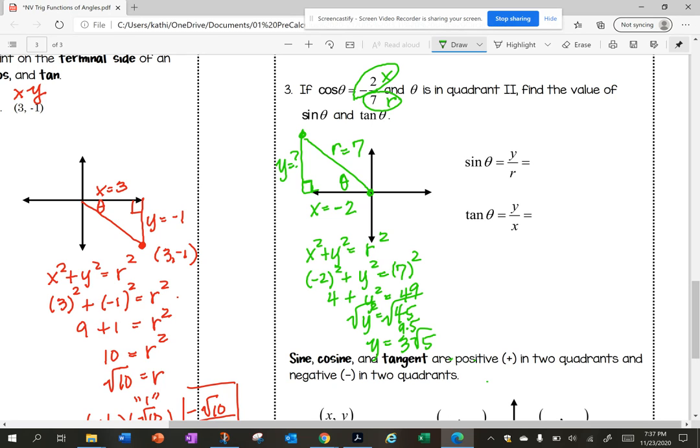So I'm going to substitute in. So I know y. The sine of theta is y divided by r. So y is 3 times the square root of 5 divided by my radius, which is 7. And tangent is y divided by x. So y is 3 times the square root of 5 divided by x, which is -2. Okay, so now I have to be paying attention to which quadrants x and y are positive and negative, and remember that the radius is always positive.